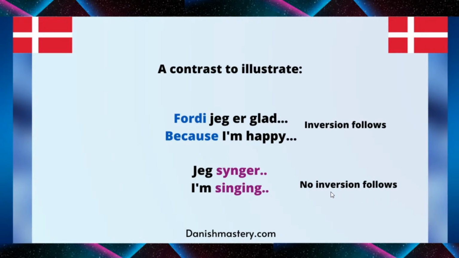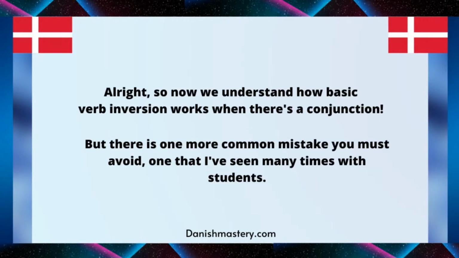You can also look at it like, fordi jeg er glad feels incomplete on its own. Right? Fordi jeg er glad, you're like, yeah, then what? But jeg synger is like, oh, okay, it's an independent sentence. It just means I'm singing or I sing. So there's no inversion after that. It's really as simple as that. So now you know how basic verb inversion works when there's a conjunction.